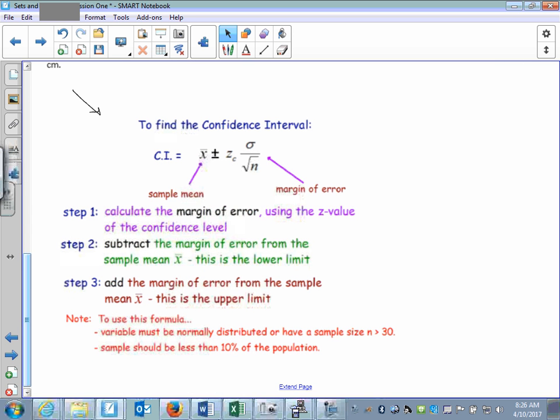Step one, calculate the margin of error using the z-value of the confidence level. Two, subtract the margin of error to get the lower limit of the interval. Three, add the margin of error to get the upper limit, and use this formula. To use this formula, the variable must be normally distributed or have a sample size n greater than 30, and the sample should be less than 10% of the population.